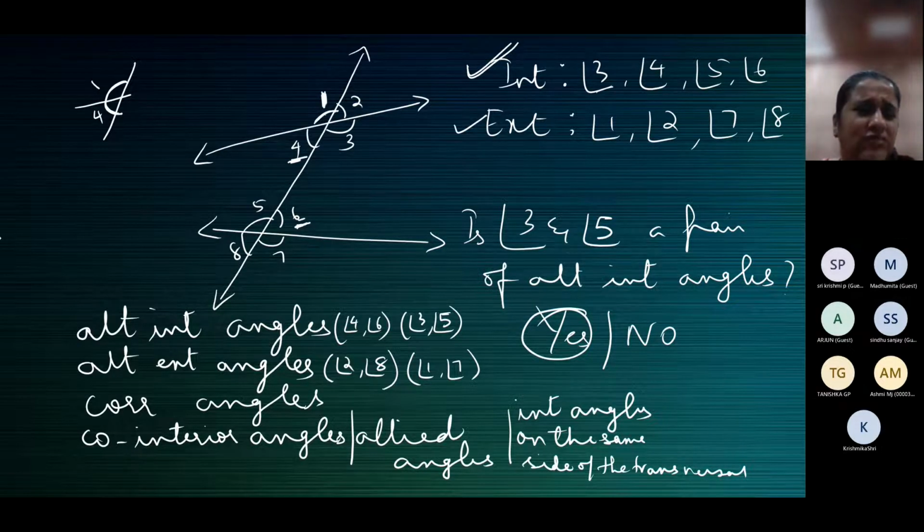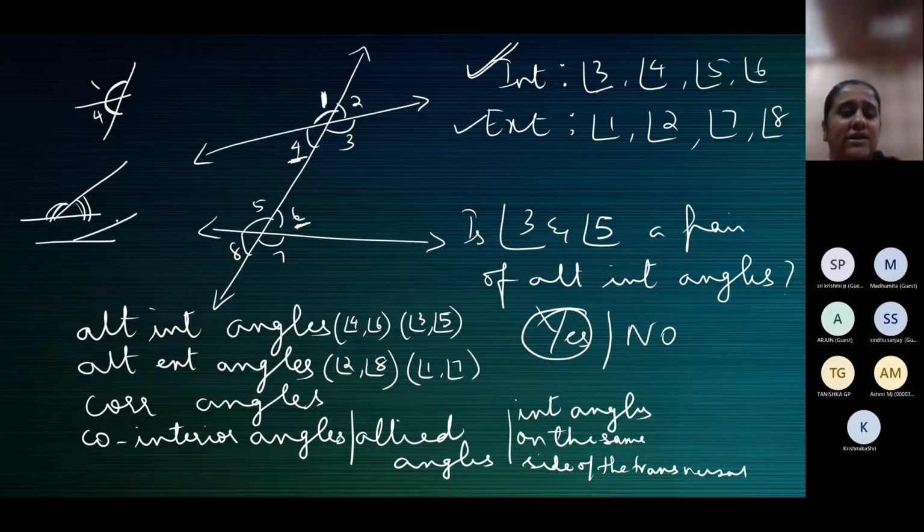This is simply if there's a line and there is a ray on it, the adjacent angles are supplementary. They form a linear pair. Simply a line and a ray like this. These two angles add up to 180.